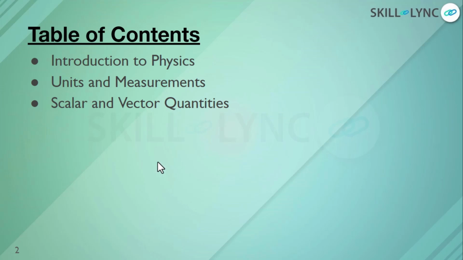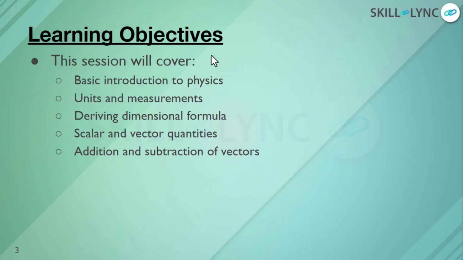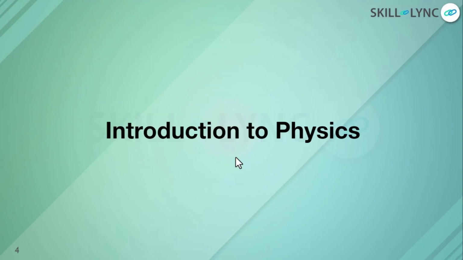The table of contents contains basically three things: introduction to physics, units and measurements, scalar and vector quantities. The learning objectives of week 1 would be as follows. The session will cover basic introduction to physics, units and measurements, deriving dimensional formula, scalar and vector quantities, addition and subtraction of vectors. Let's get started from introduction to physics.